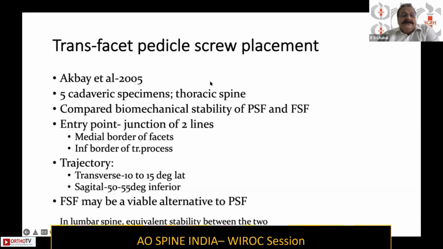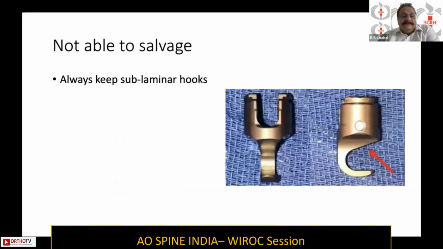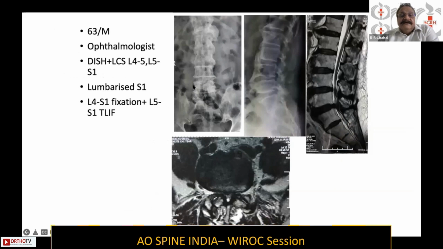Another is the transfacetal or the cortical screws, which are now transfacetal. I am not a great fan of it. Cortical screws were introduced by Medtronic and now I think have been discontinued. Always keep sublaminar hooks ready. These are important to save levels, especially in the thoracic spine.